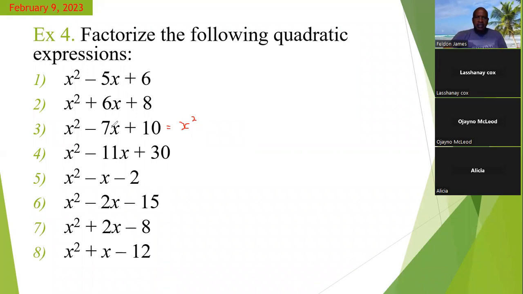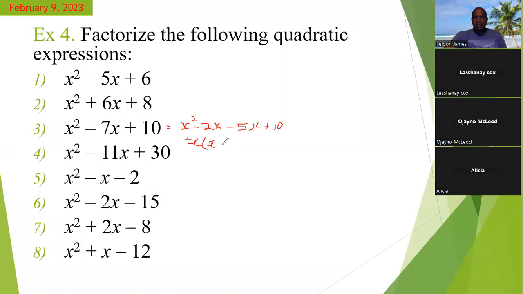So we're going to replace the negative 7x with negative 2x, negative 5x, and then we have plus 10. And now what is common in the first pair would be just x. And x into x squared just gives you back x.